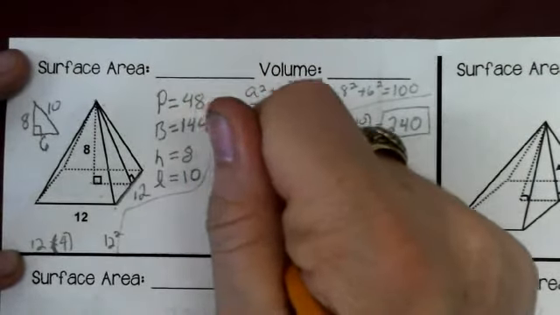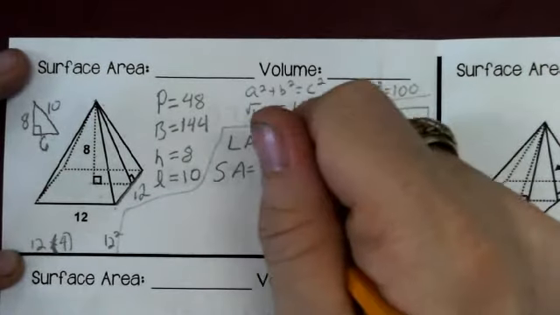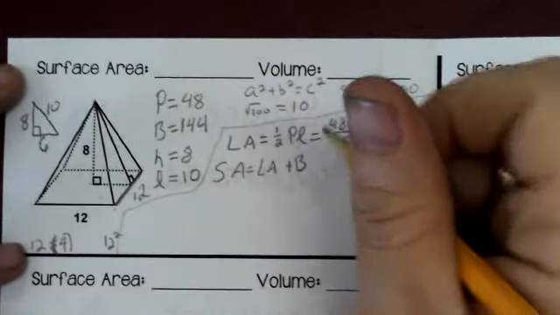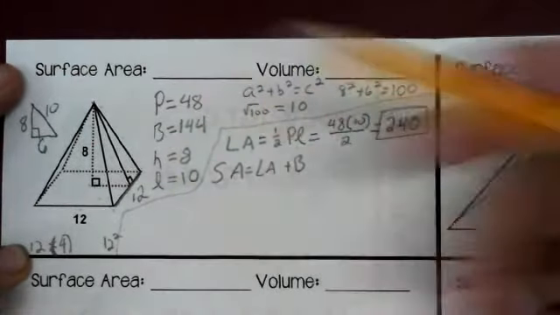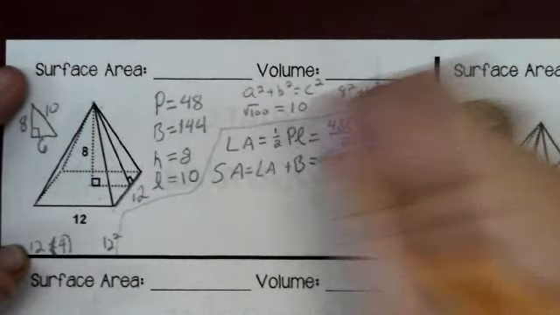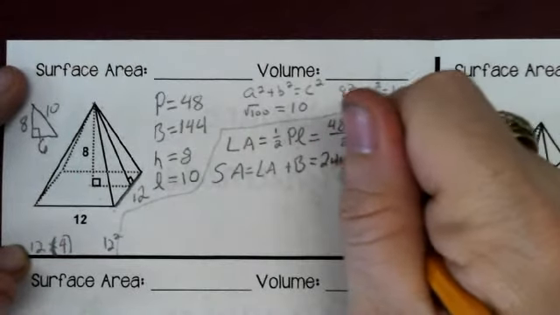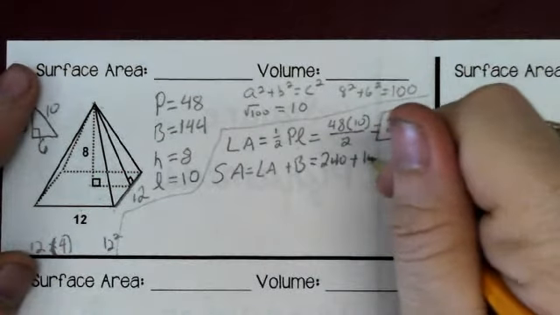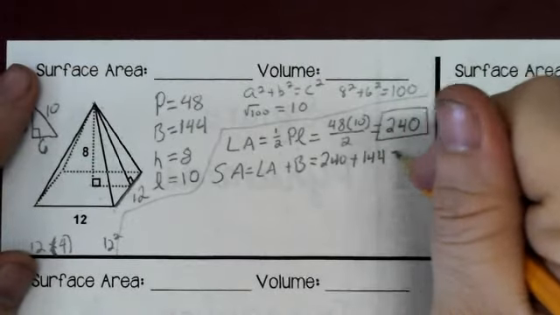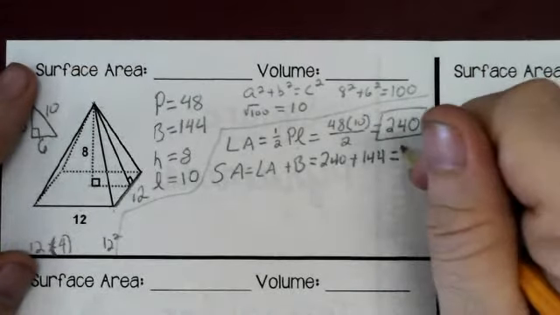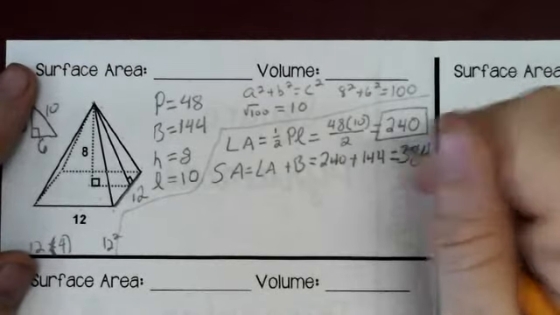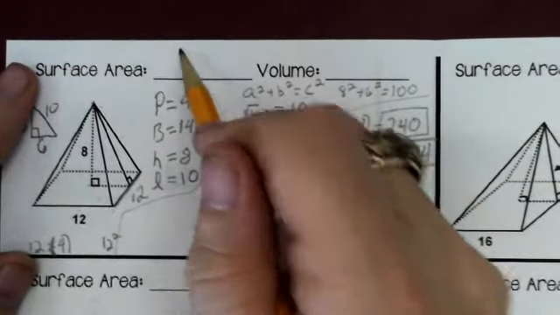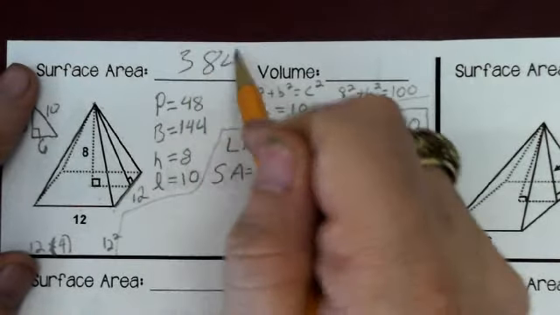For my total surface area, I'm going to take this lateral area and I'm going to add the base. Now on a prism we had 2 bases. For a pyramid I only have 1, which means that this is 240 plus the area of my base, which was 144, gives me a total surface area of 384. And so that's the area that I need to write over here, 384.